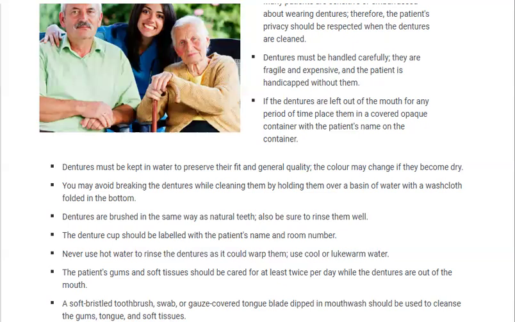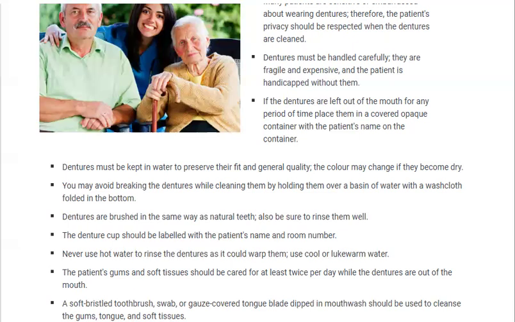The patient's gums and soft tissues should be cared for at least twice per day while the dentures are out of the mouth. A soft bristled toothbrush, swab, or gauze-covered tongue blade dipped in mouthwash should be used to cleanse the gums, tongue, and soft tissues.